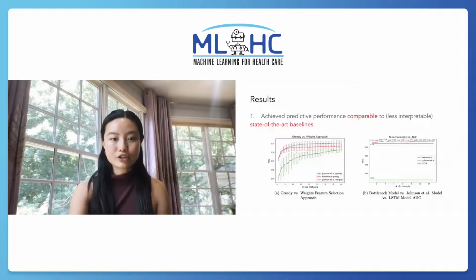Our bottleneck model is shown in red, which shows almost equivalent performance with the baseline model in blue. In the second, we see that our bottleneck model significantly outperformed the LSTM model in green.